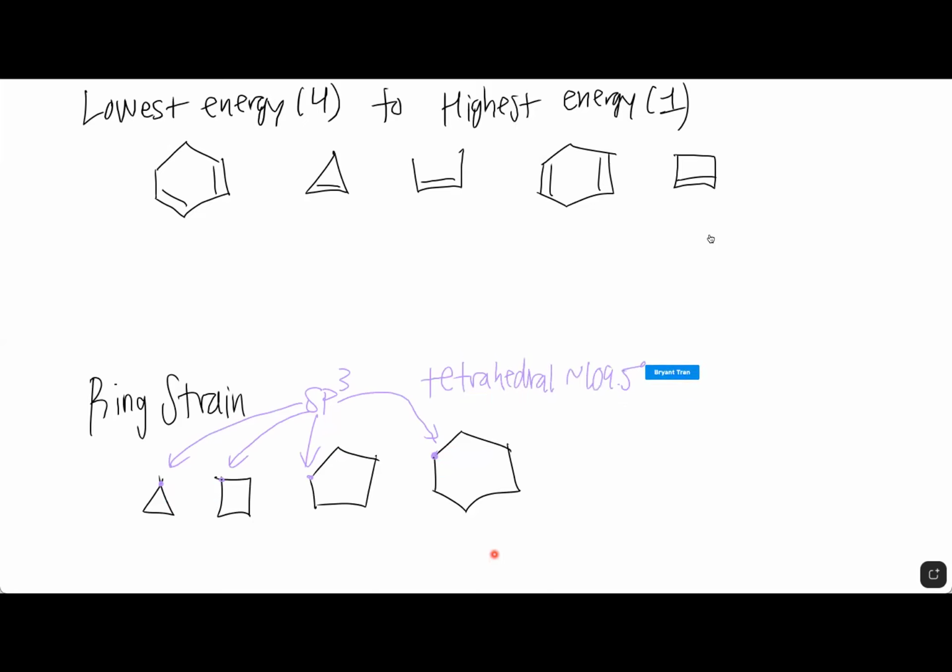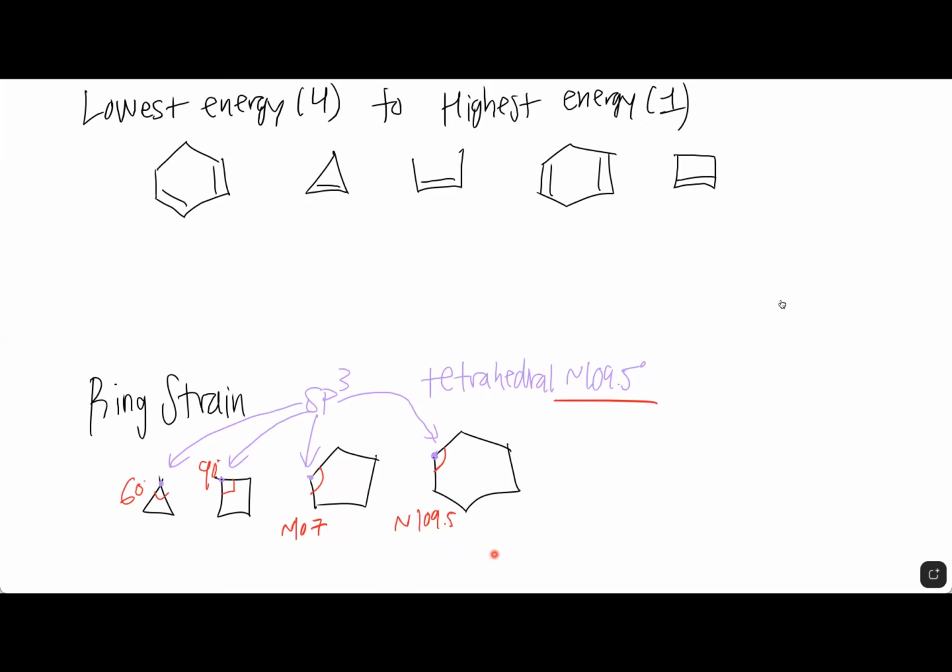109.5 degrees, where in cyclopropane, that bond angle is forced to be a 60-degree bond angle. In cyclobutane, that bond angle is forced to be a 90-degree bond angle. Cyclopentane is around 107 or 108, and cyclohexane is more like 109.5, especially in the chair. But you notice how the six-membered and five-membered rings are more stable because they're closer to the preferred bond angle. That's why they have less ring strain.